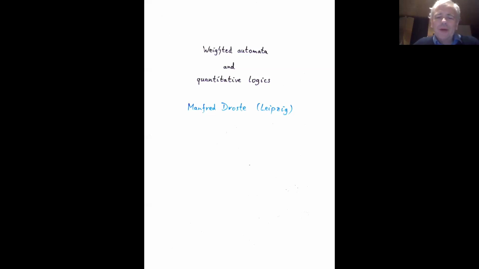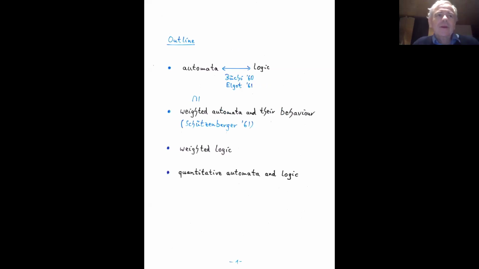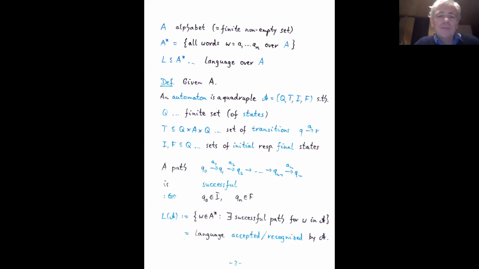So I will talk about weighted automata and quantitative logic. And first, let me give an outline. I will start presenting the theorem of Büchi-Elgot relating automata and logic. And then I will look at the extension of automata to weighted automata and their behavior by Schützenberger. And then I will come to weighted logic and then to quantitative automata and logic.